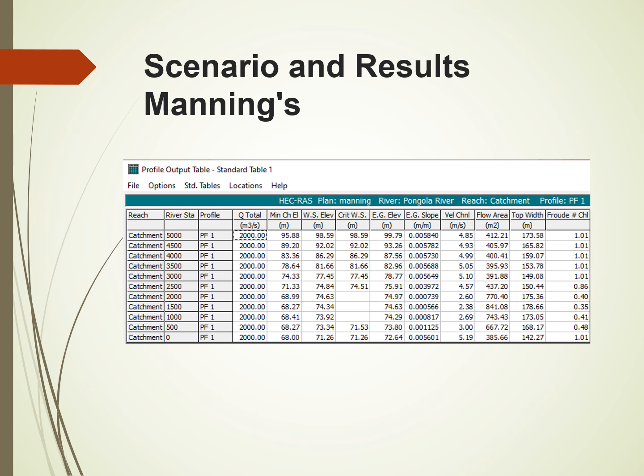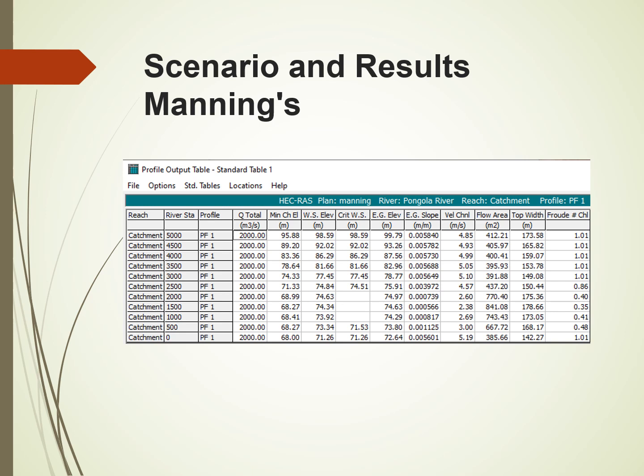Here's our output table, and again we see the same thing as with all the other scenarios, where from station 5000 till about station 3000 we've got a Froude number of just on 1, which is indicating to us that it's supercritical, and from station 2500 down to 0 we've got a subcritical condition.